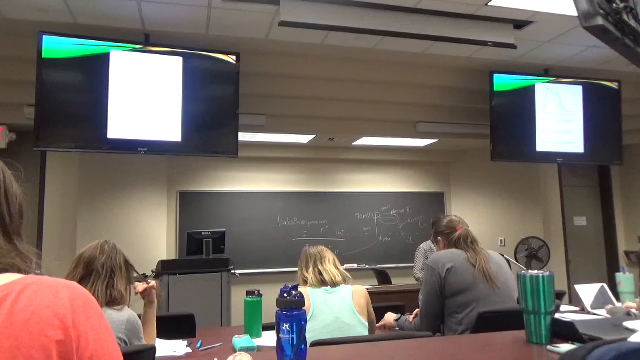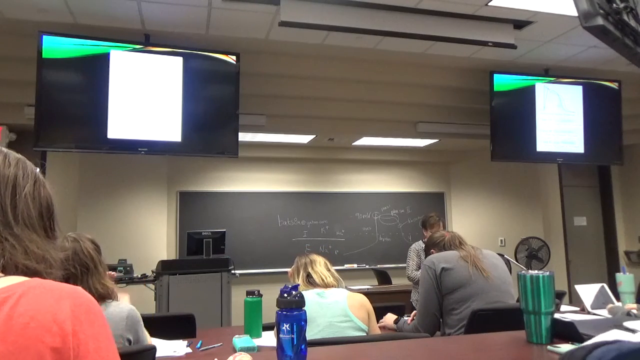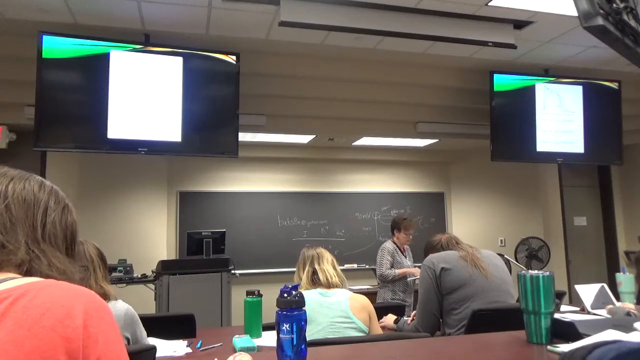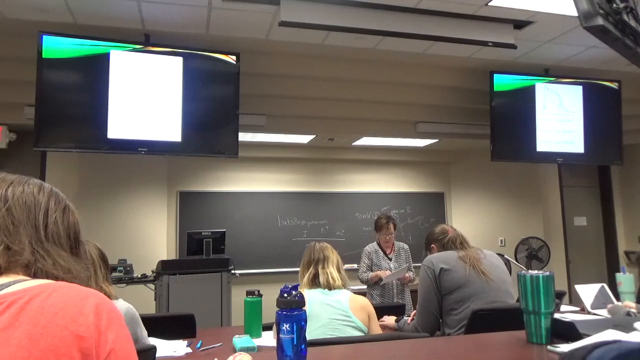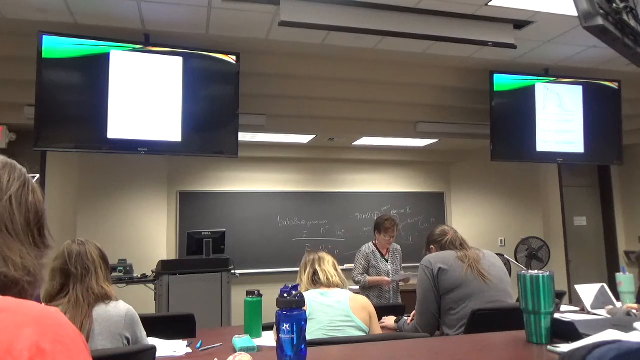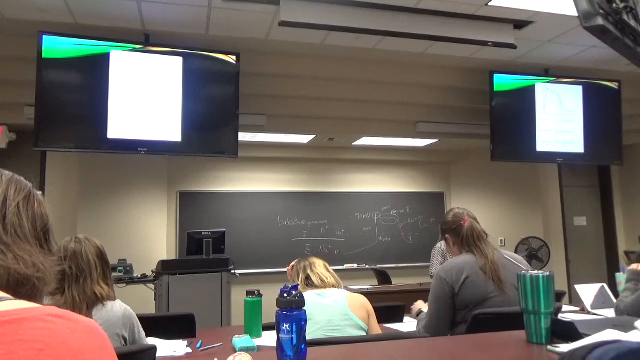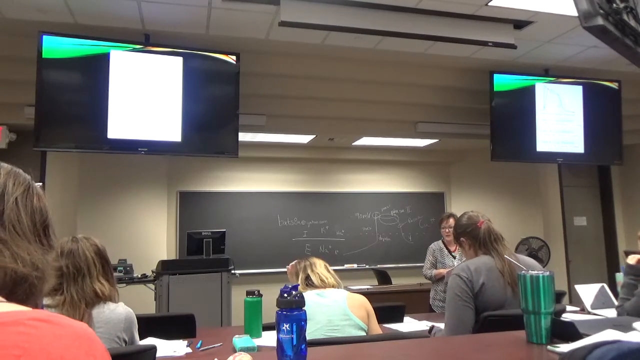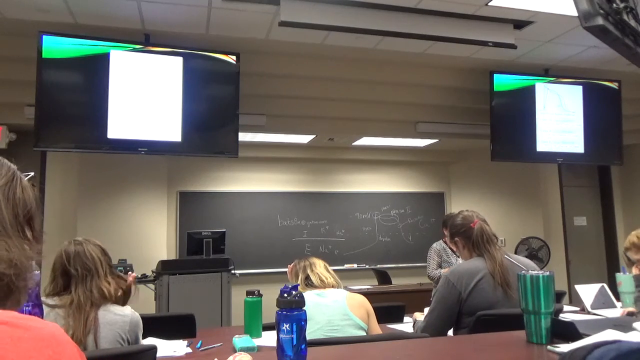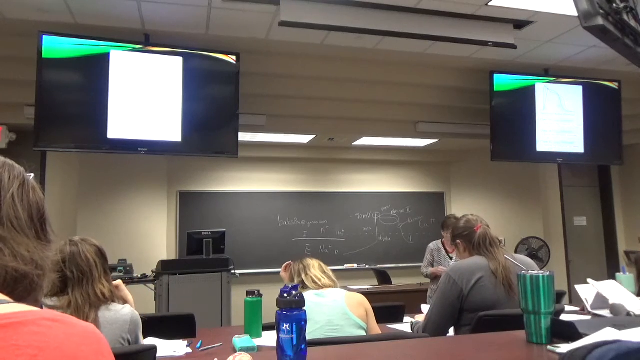So let's look at disopyramide. Norpace is the brand name underneath. Indications, so you see atrial arrhythmias and also life-threatening ventricular arrhythmias. Contraindications are thrombocytopenia, because they will affect it and decrease it, and greater than first-degree AV block, so second and third.